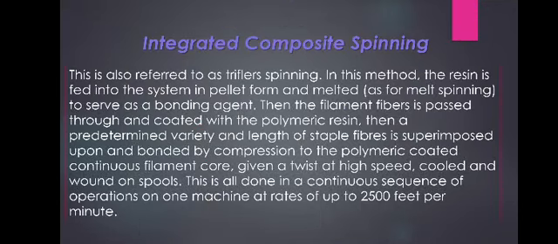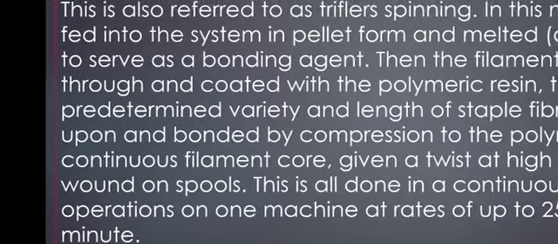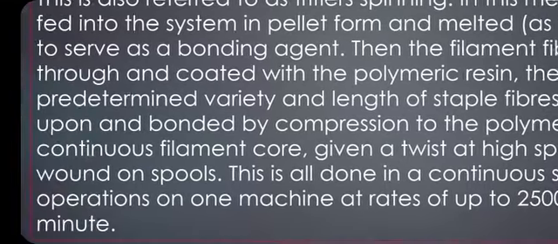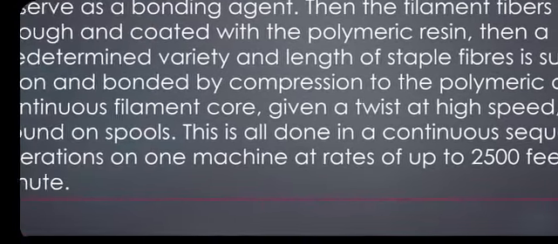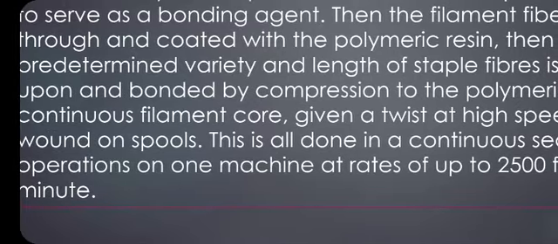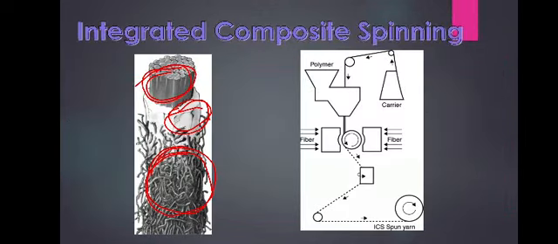We can once more go through the written part. The resin is fed into the system in pellet form and melted. Then the filament fibers are passed through and coated with the polymeric resin. Then a predetermined variety and length of staple fibers is superimposed upon and bonded by compression to the polymer to form a continuous filament core. Give a twist at high speed, cooled and wound on spools. This is also done in a continuous sequence of operation in one machine at rates of up to 2500 feet per minute. So this is the integrated composite spinning process.